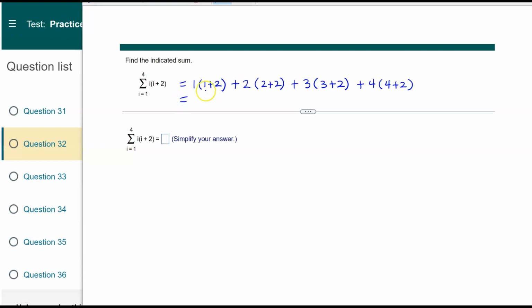And then you simplify. So this is 1 plus 2 is 3, times 1 is 3. This is 4 plus 4, times 2 is 8. Plus 5 times 3 is 15, plus 6 times 4 is 24. Then you add them. So if you add them up, this is just equal to 50.